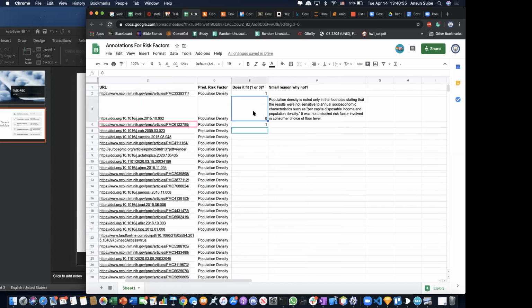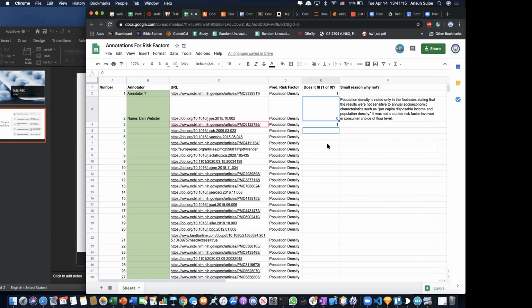We got, does it fit? Yes for one. And then here's some reasons why not, if it doesn't fit, or they would put a reason if it does fit, if there's a definite pattern. I think they've already started. And then when we collect all of those reasons, we can put those into generalities and then construct an algorithm. That's our plan for now.